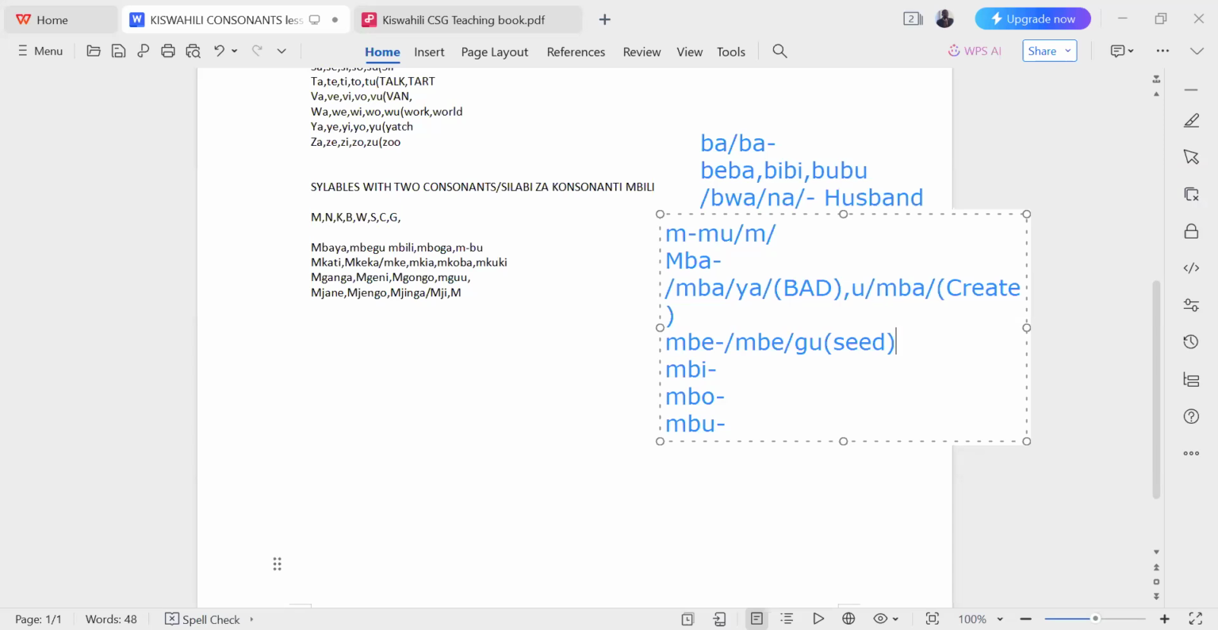But we also have mbe coming at the end of a word. For example, you have the word kumbe. Remember, we did the pronunciation of ka, ke, ki, ko, ku. So here is kumbe.